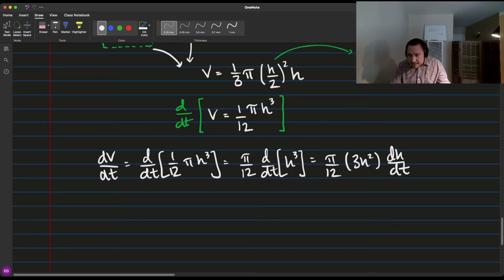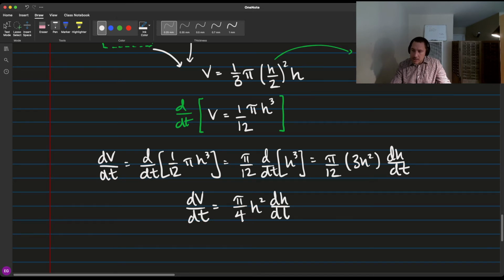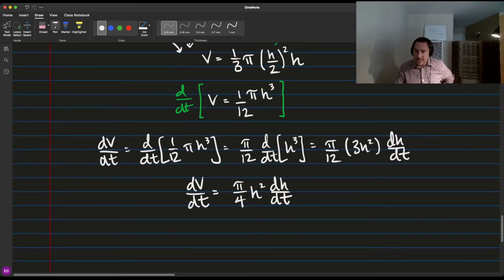So we can simplify this. Left hand side is still dv dt. The 3 over 12 is going to give us 4 on the bottom, so you get pi over 4 h squared dh dt. And what you can do is plug in the numbers. We were told at the beginning that dv dt was 0.03 cubic feet per second.